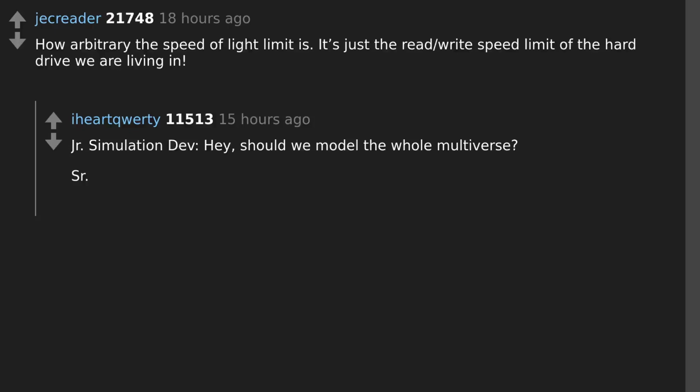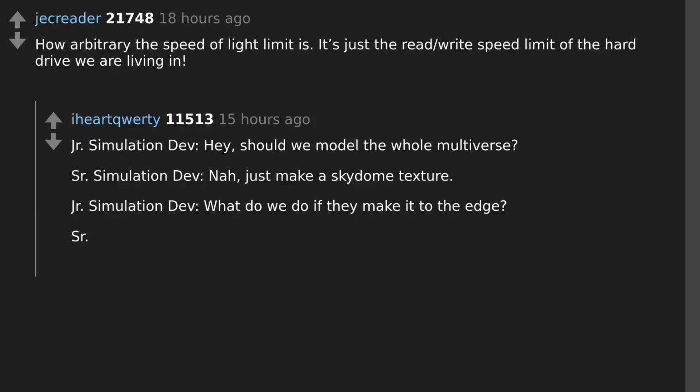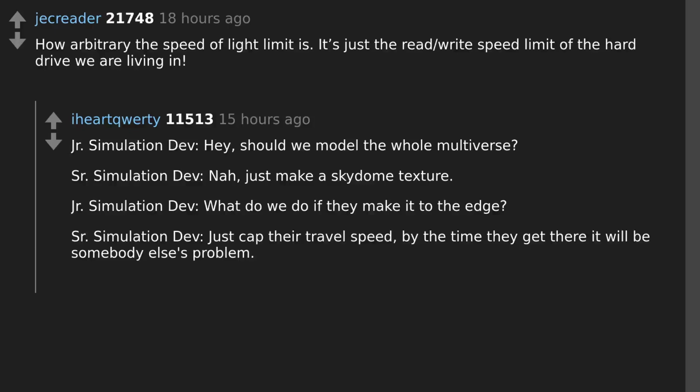Junior simulation dev: Hey, should we model the whole multiverse? Senior simulation dev: Nah, just make a skydome texture. Junior: What do we do if they make it to the edge? Senior: Just cap their travel speed. By the time they get there it will be somebody else's problem.